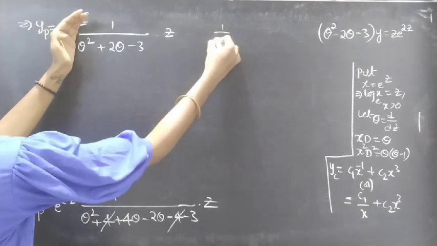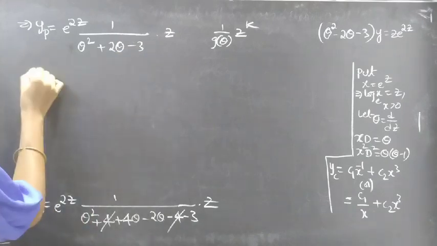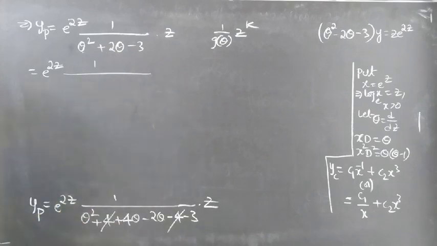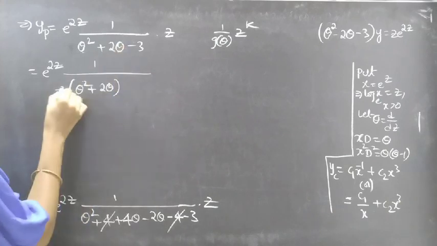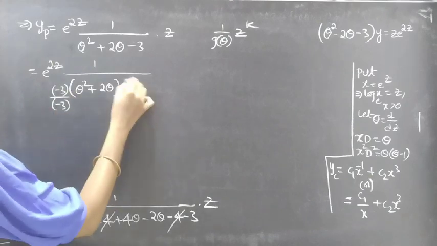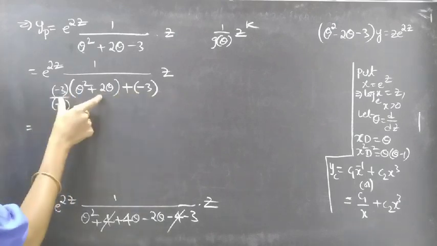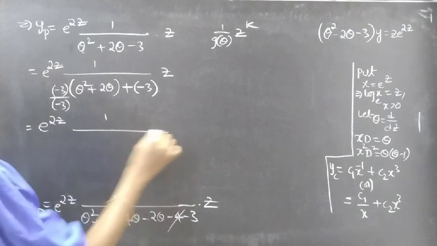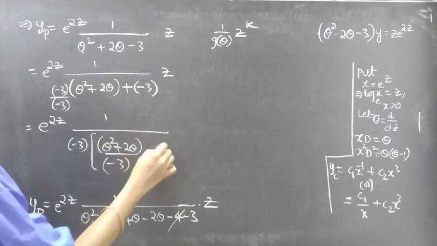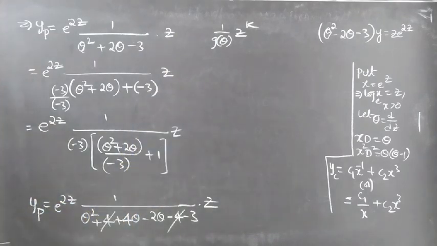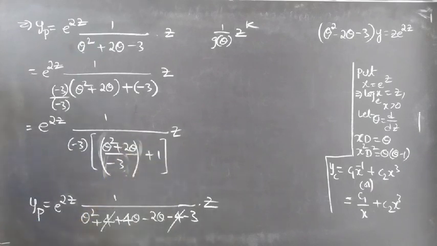See, this is all of the form 1 by some function of theta into z power k, right? Now take the lowest degree term common from all the terms. If you notice, in the first two terms we don't have any minus 3. So what we'll do is multiply and divide minus 3 to the first two terms. Plus, we'll write minus 3 as plus of minus 3 for our convenience. Now take minus 3 common from these two terms. We'll get e power 2z into 1 by minus 3 into theta square plus 2 theta by minus 3 plus 1 into z, or theta square plus 2 theta by minus 3 plus 1.